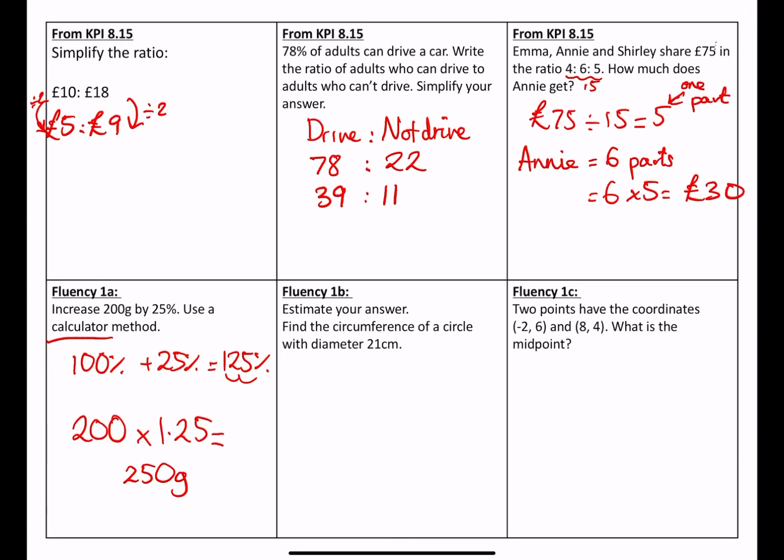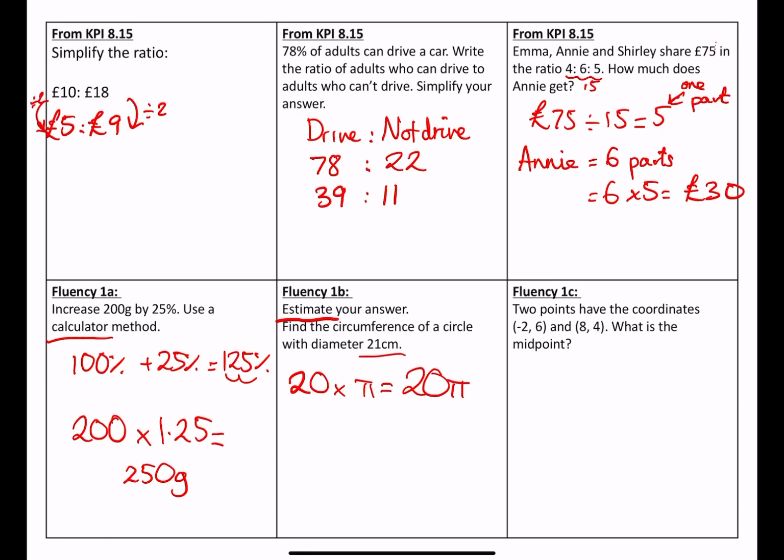Okay, Fluency 1B. This one you need to think really carefully about. It says estimate your answer. Okay, when we estimate, that means we round the numbers in the question to one significant figure. Find the circumference of a circle with a diameter of 21. Okay, well, that rounded to one significant figure would be 20. Now, we'd be doing 20 times pi, which would give us 20 pi.